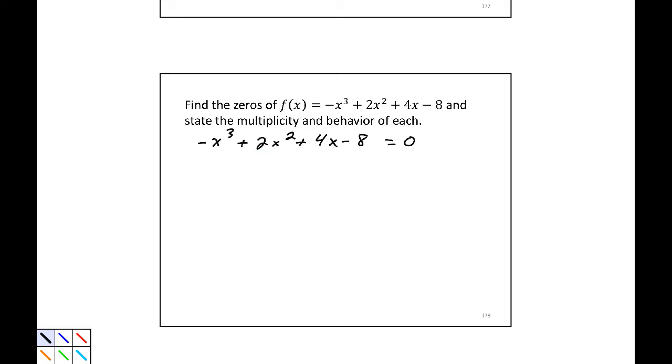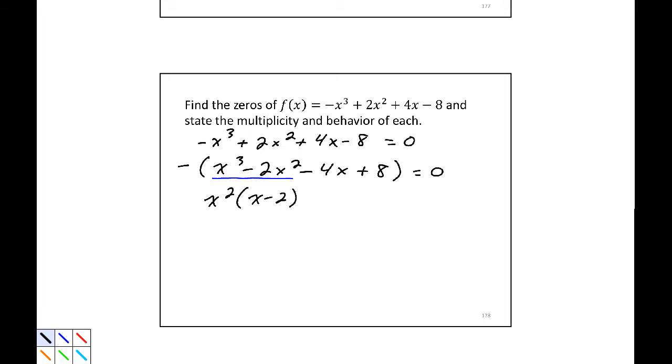Let's do that first. If I factor out a negative 1, that leaves me with x cubed minus 2x squared minus 4x plus 8 equals 0. And then I can factor by grouping. Have just a positive x squared, and that leaves us with an x minus 2. And the second two, we'll take out a minus 4, which leaves us with an x minus 2.